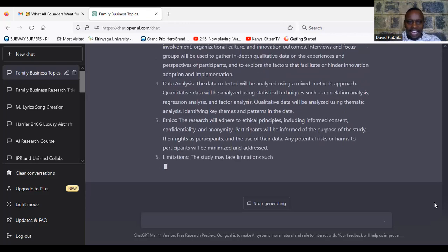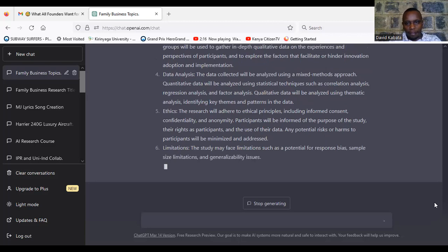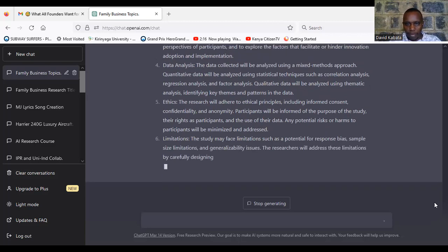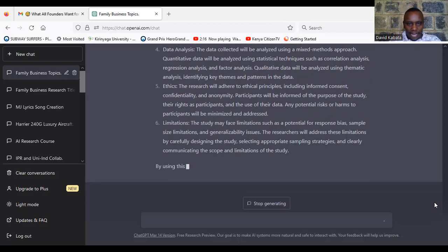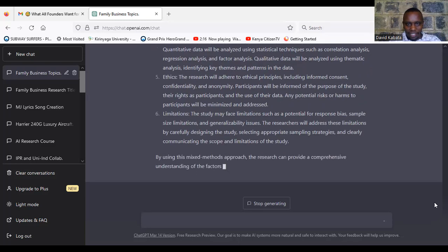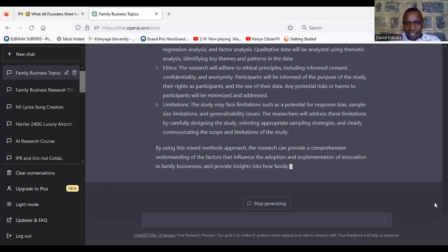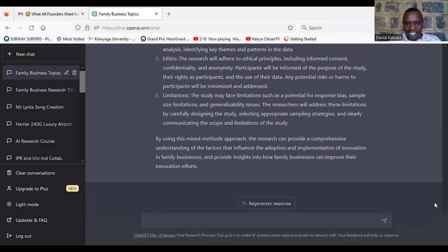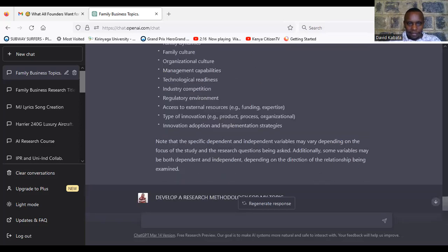All these, I think, are some of the things. The limitations that the study may face, such as the potential of response bias and sample size limitation. The researcher will address the limitations by carefully designing the study, selecting an appropriate sampling strategy, and clearly communicating. So I have my research methodology there.